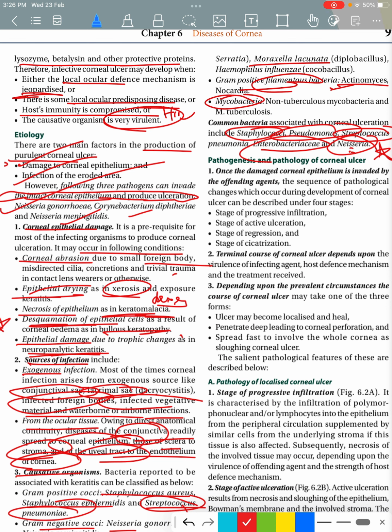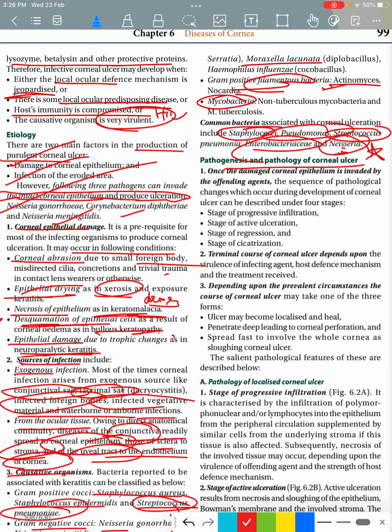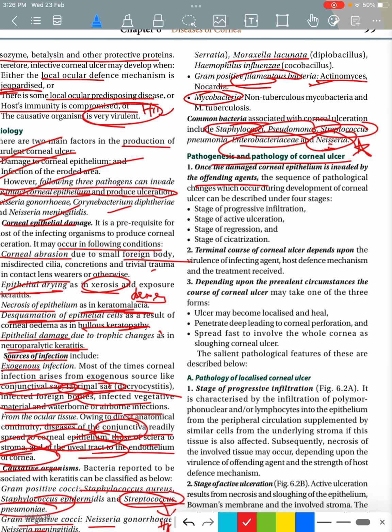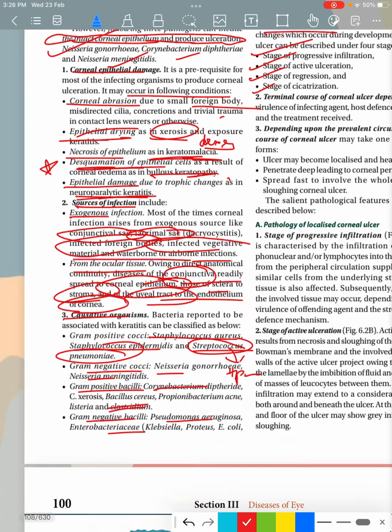Produce ulceration without epithelial damage. Then pathogenesis, pathology of corneal ulcer. Once the damage is invited by offending agents, there are 4 stages, namely stage of progressive infiltration, stage of active ulceration, stage of regression, stage of cicatrization. You can see diagrams here.